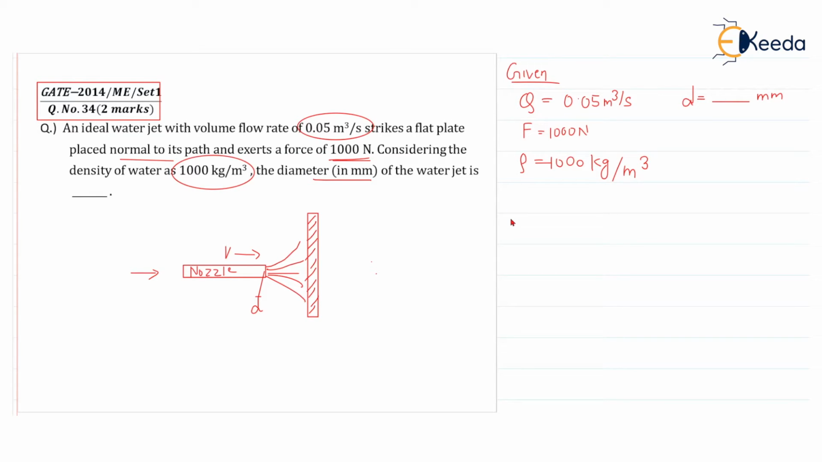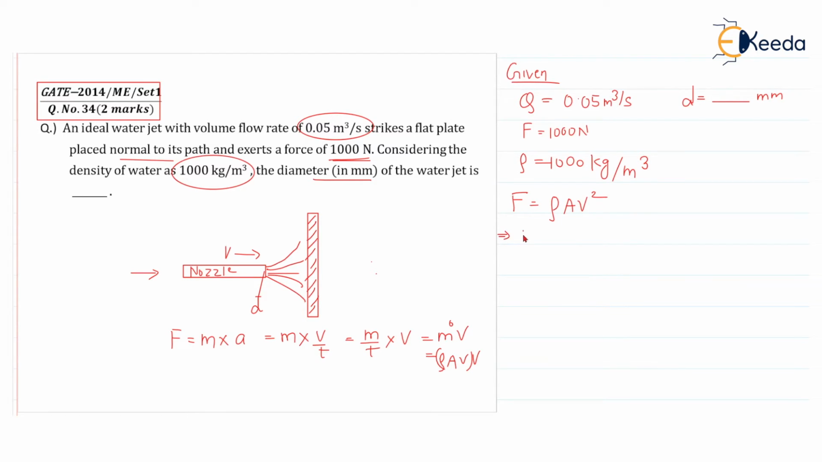So we know this formula. Force equals mass into acceleration from the basics, and we can write mass into acceleration as mass into velocity by time, so m by t into v, and m by t is the mass flow rate, into velocity. Mass flow rate is rho a v, into v. So finally we get F is equal to rho a v square.